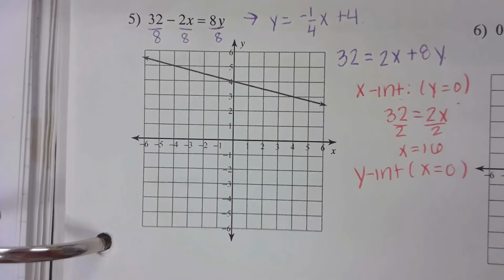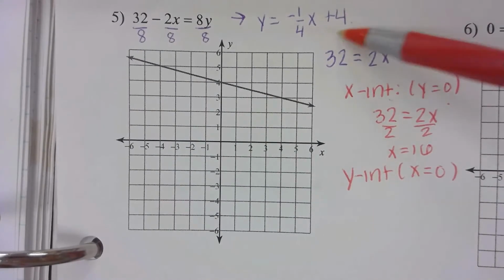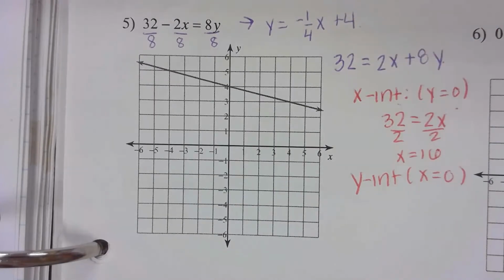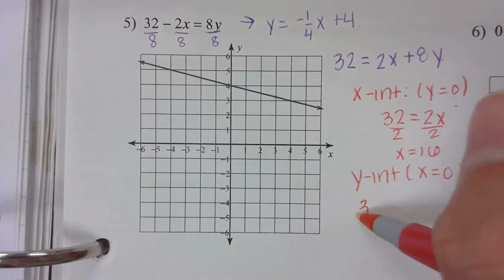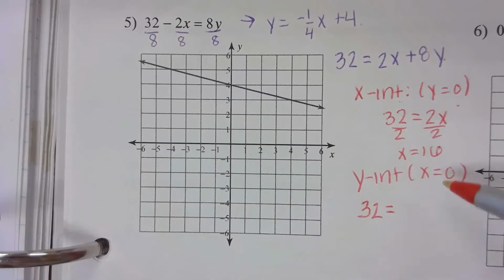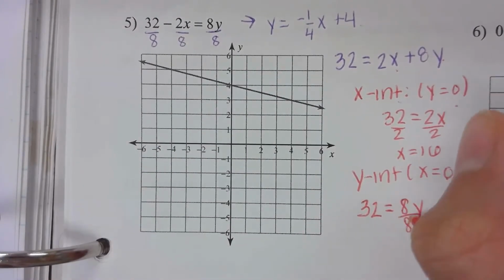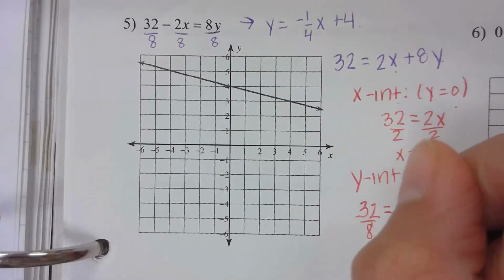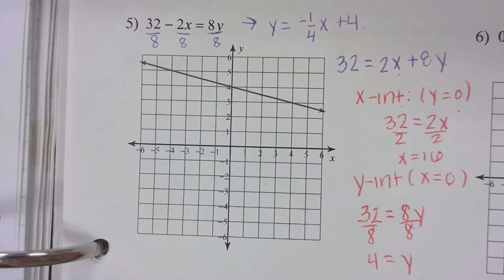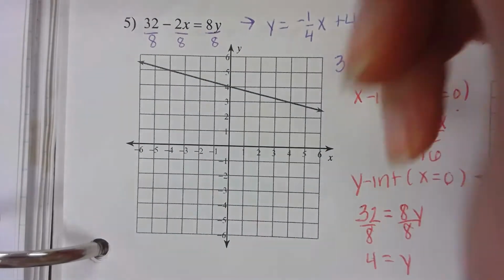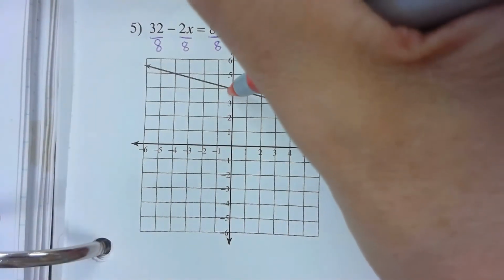The y-intercept we're hoping is 4, because I already put it in this form up here and got 4. So we know it's correct if I get 4 again. Remember, you now made x equal to 0. So you have 32 equals 8y. 32 divided by 8 is 4. So we do in fact see that when x is 0, y is 4. So we plot that point.